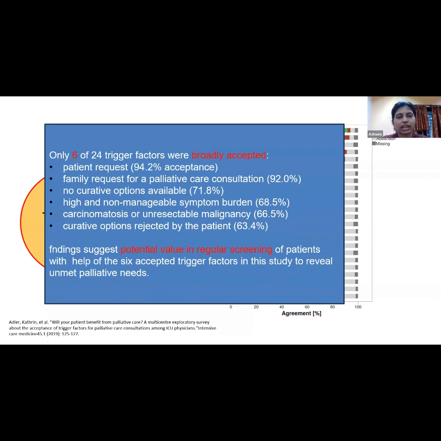That is patient request, 94.2%. Then family request for palliative care consultation, 92% of times. 71.8% of times, no curative options were available. Then 68.5% high and non-manageable symptom burden. 66.5% carcinomatosis or unresectable malignancy. 63.4% curative options rejected by the patients. So the findings suggest potential value in regular screening of patients with the help of the 6 accepted trigger factors in this study to reveal unmet palliative needs.